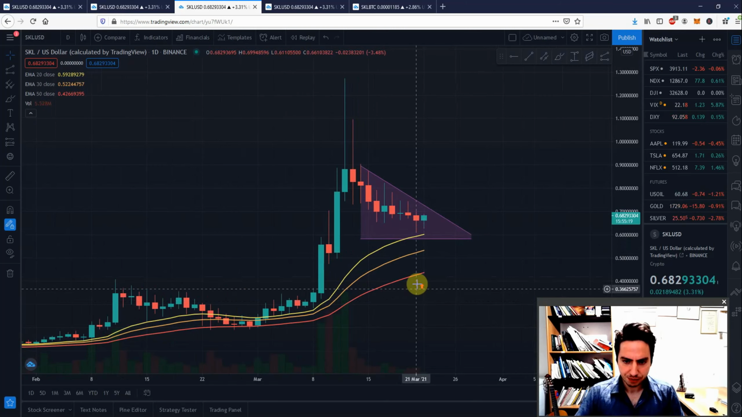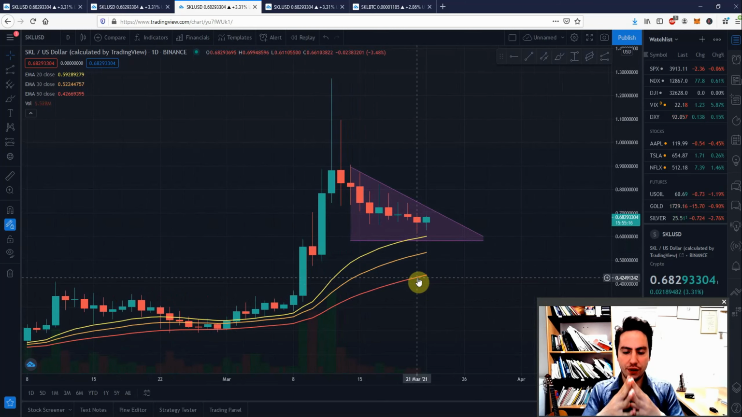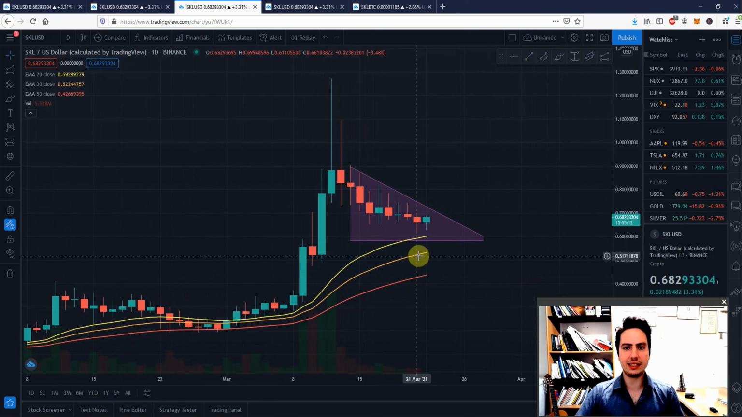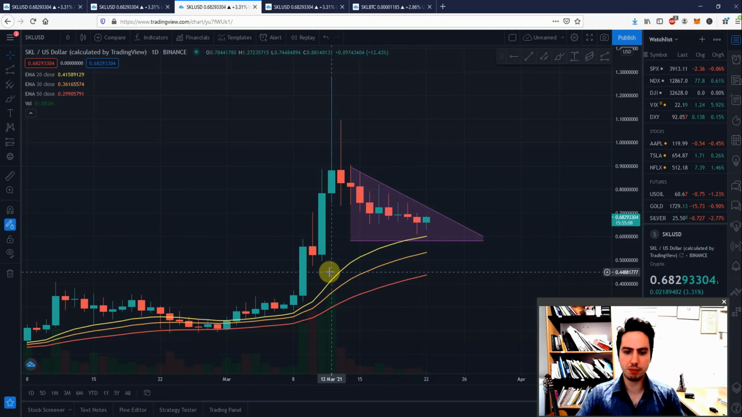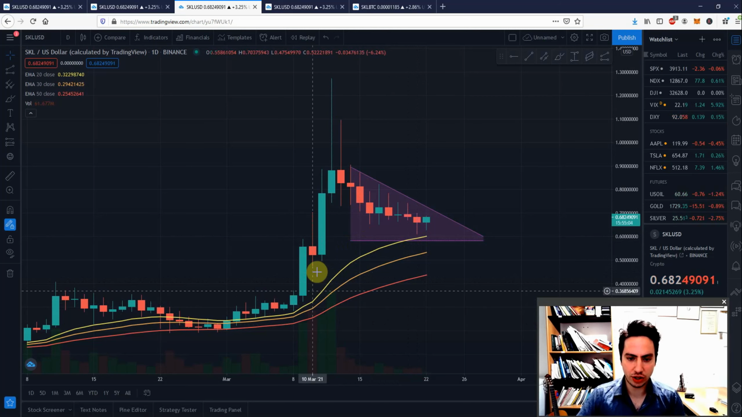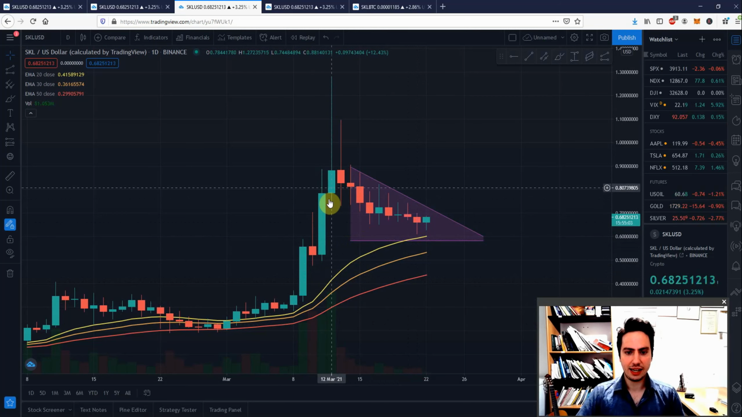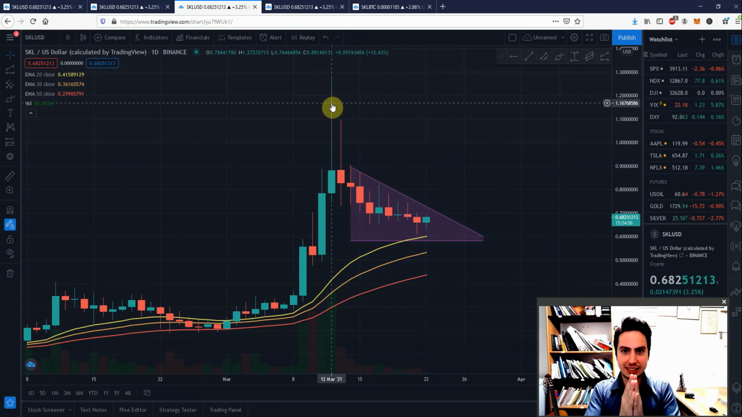So guys, the red line is the 50-day EMA, the orange line is the 30-day EMA, and the yellow line is the 20-day EMA. We are well afar from these lines here. You can see that we had a huge pump. Okay, we were right here. The RSI and the CCI indexes here were hitting the top.